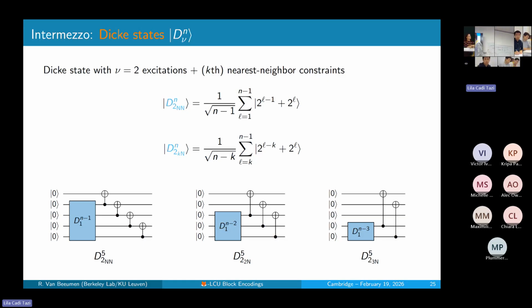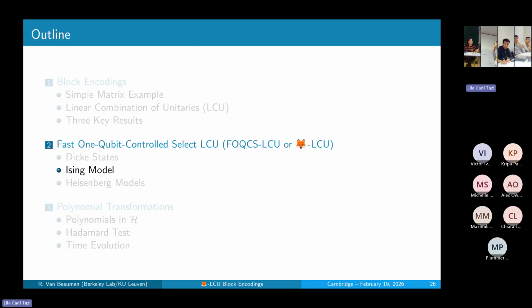So the blue block, or all the blue blocks, are preparations of one-excitation Dicke-states, and then we add one layer of CNOT. And that means still linear depth in the number of qubits.